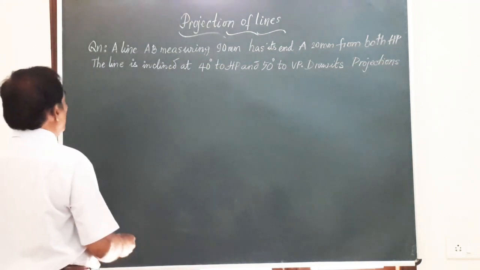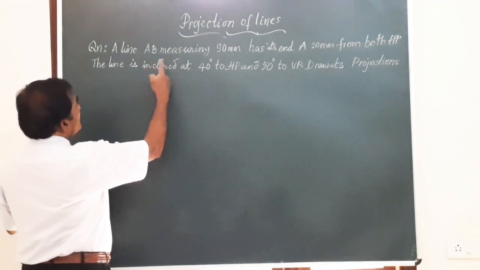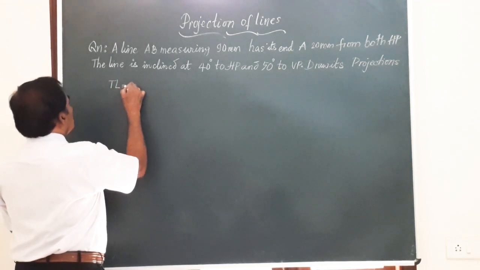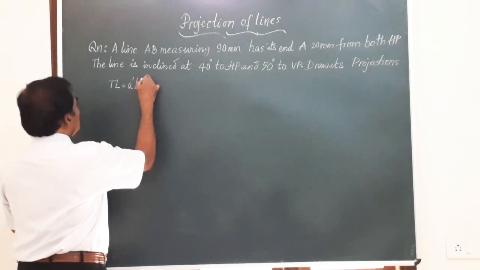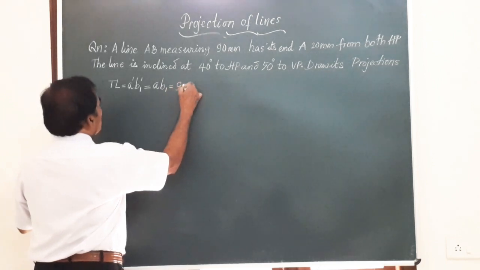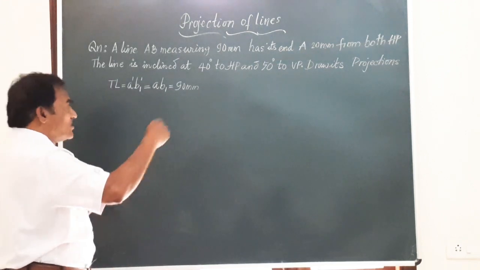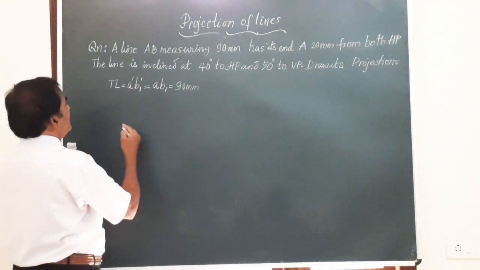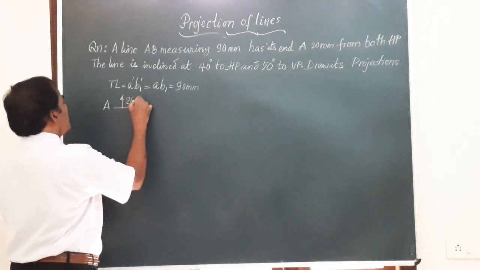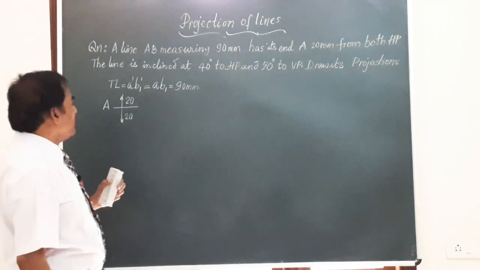So let us commence this problem with the collection of this data that is given in the question. He says there is a line AB having 90 mm, that means the true length of the line, TL, is represented by A dash B1 dash, which is also equal to AB1, which is given to be equal to 90 mm. There are two ends for the line, A and B. One of the ends, A, is at a distance of 20 mm from both HP and VP. So 20 mm above HP and 20 mm in front of VP.